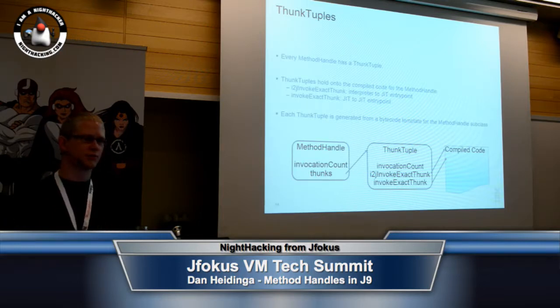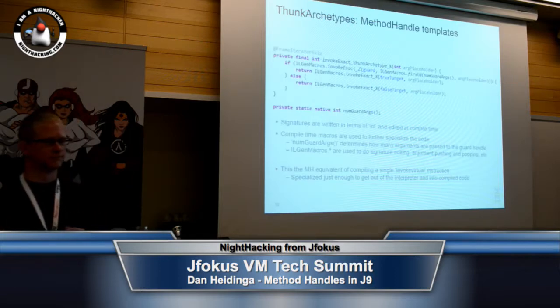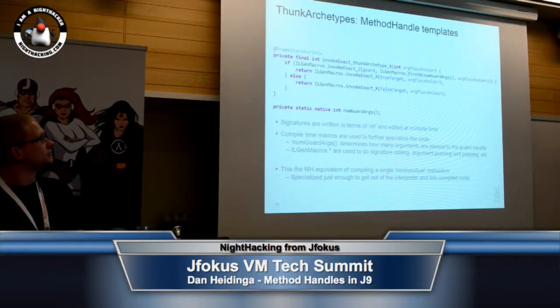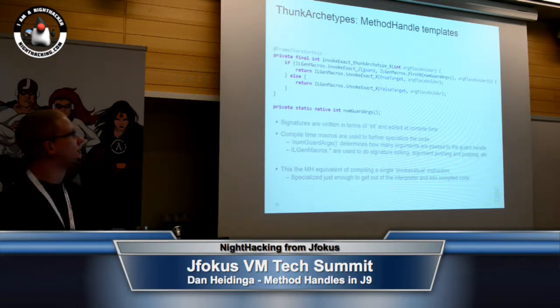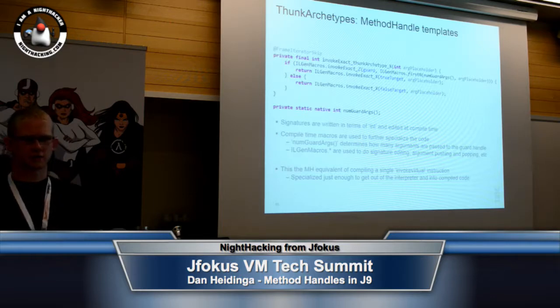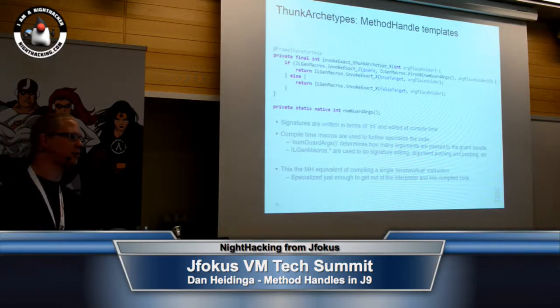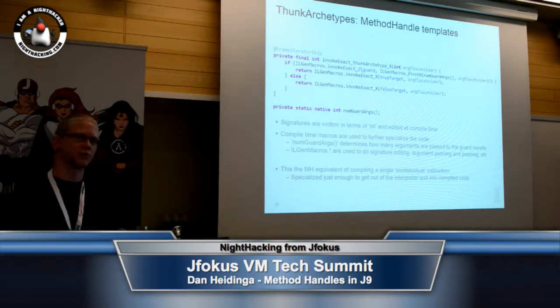So where do these thunk tuples and this compiled code come from? Well, each thunk tuple is implemented in terms of a bytecode template. We call these thunk archetypes. So I'm showing you a slightly simplified version of the thunk archetype code for guard with test. This code is written in terms of int. See, it returns an int. The method name is invoke exact thunk archetype underscore x. The underscore x part tells our JIT not to care about any of the particular types and do the fix-ups. And it takes an int placeholder, which we know how to rewrite at compile time with the particular method type for this method handle.